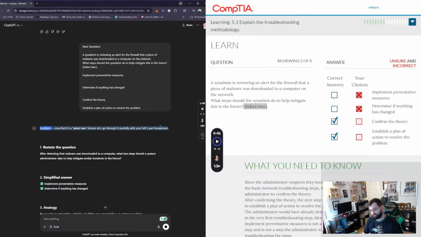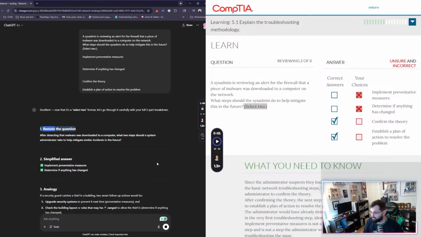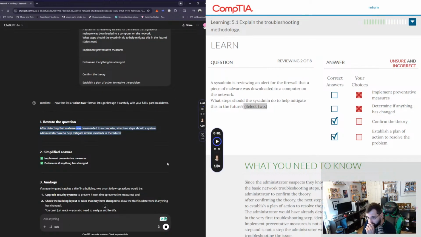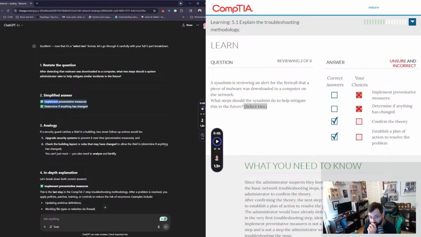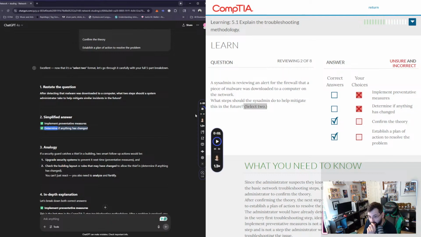It's really handy. Excellent. Now that it's a select 2 format, let's go through it carefully with your full 5-part breakdown. 1. Restate the question. After detecting that malware was downloaded to a computer, what 2 steps should... Okay, so again, it immediately thought like me. It thought that implement preventative measures and determine if anything has changed is the correct answer. So let's see why it thinks this, and then we'll see why that's not the answer by saying, hey, these are the correct answers. 2. Simplified answer. Implement preventative measures, determine if anything has changed.